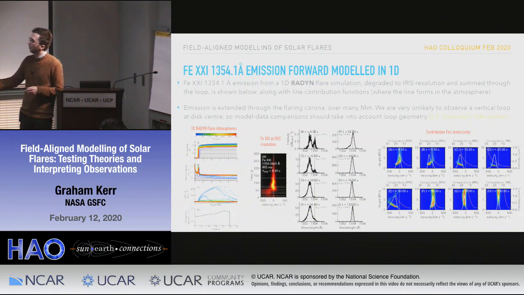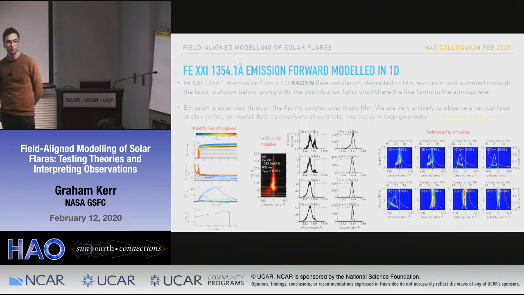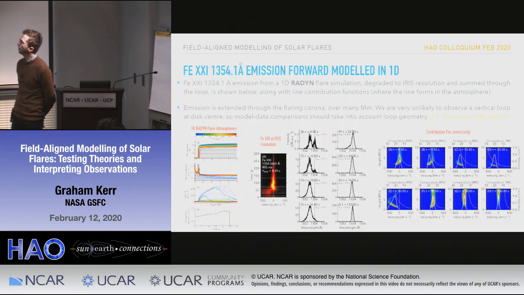So this is the 1D prediction for Iron 21. Iron 21, 1354, is a hot coronal line that's produced during flares, observed by the IRIS spacecraft. And these are the results. We've taken a flare, synthesizing the Iron 21 just using CHIANTI data. These pixels show different snapshots. This is the time as a function of wavelength. And this is showing the contribution function of the emissivities from different snapshots in the flare.